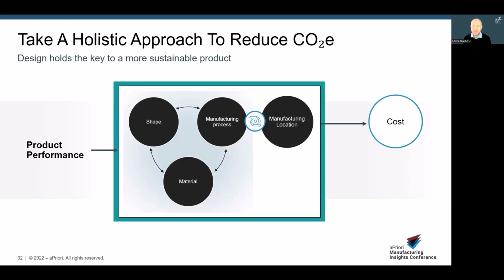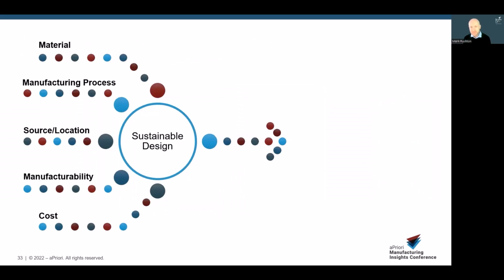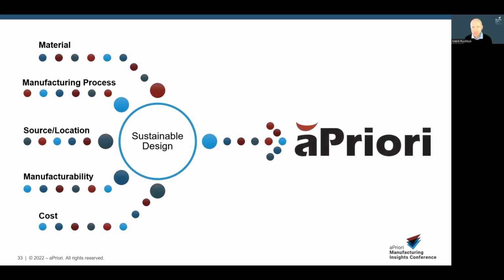And all of those things also lead to our CO2 equivalent emissions, but not in the same way. Somewhere that might be a lower cost is probably not going to be lower CO2 equivalent emissions. So it's a real balancing act to get it right. And considering all of these things together is really what's going to put us in a very good place for both sustainability and profitability. And that's where aPriori comes in.